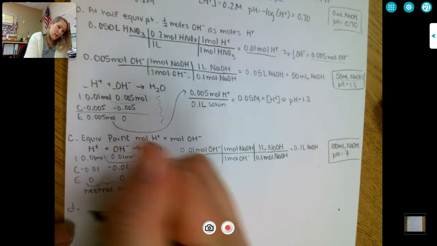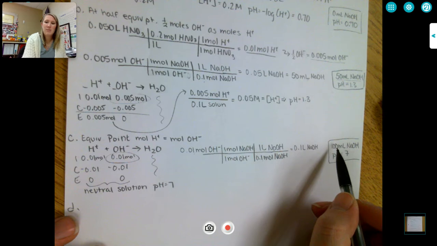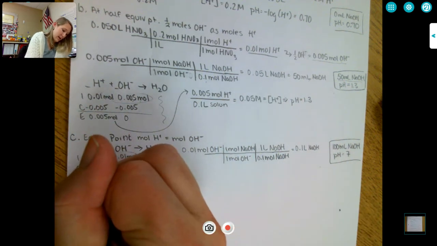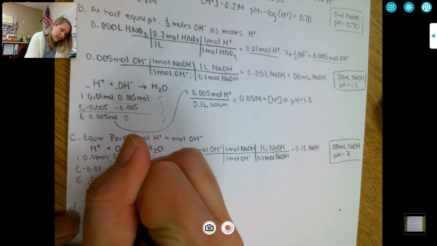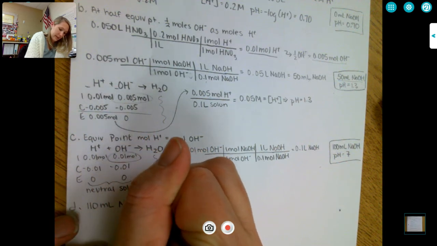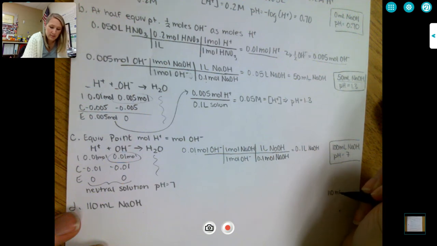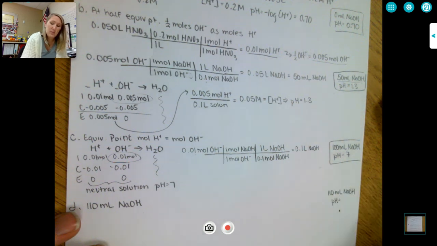Now I can do my final point. My final point is going 10 milliliters past my equivalence point. So that means that I'm going to have 110 milliliters sodium hydroxide. I'm going to have 110 milliliters NaOH. And I need to know, well, at that time, what is my pH going to be?